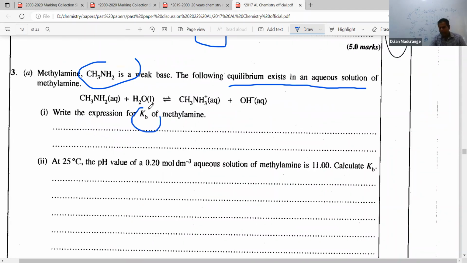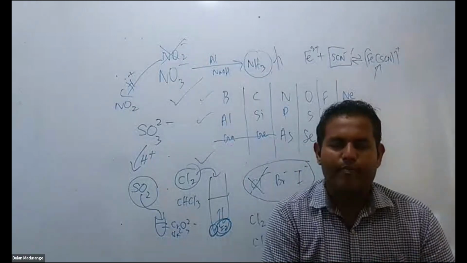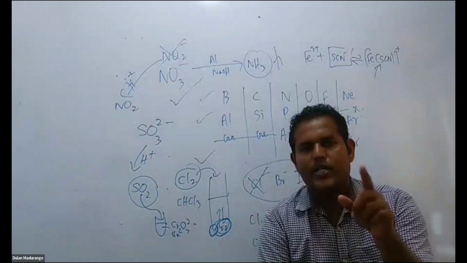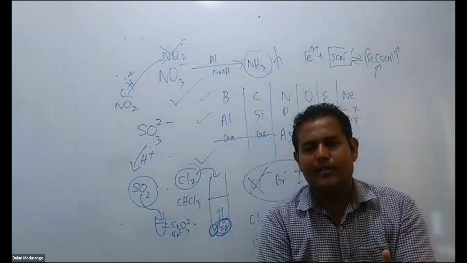මේවා Kb expression දෙනවා කියලා දෙන්න දෙයක් නැහැ නේද? හරි. This into this divide by this. ඉතින් Kb ලියනකොට water ලියනවද? H2O liquid නැහැ. මොකද Kc එක H2O liquid වලින් multiply වෙලා තමයි Kb ඇවිල්ලා තියෙන්නේ.